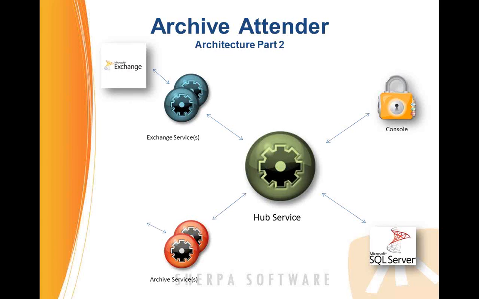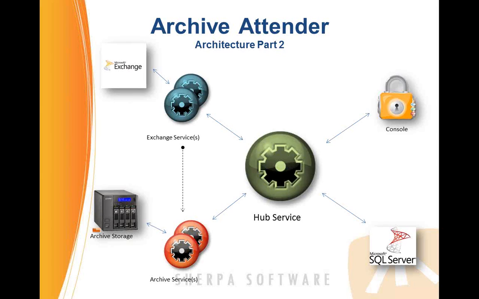And then the third service component is an archive service. Archive service does pretty much exactly what it says it does. It interacts with the archive locations. So when it comes to writing archive data, accessing archive data, updating indexes for the archives, that is handled by the archive service. Both the archive service and the Exchange service communicate back through the hub to get information from the database and so forth.